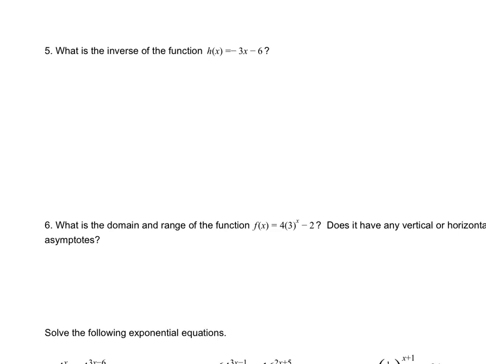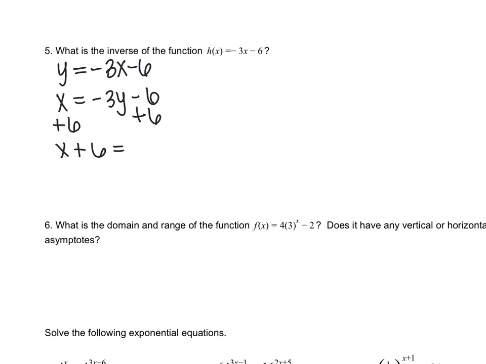Next, we actually want to find the inverse of our function h of x equals negative 3x minus 6. The very first step in finding any inverse is to rewrite it as y equals. So we have y equals negative 3x minus 6. Next, we want to switch x and y. So we end up with x equals negative 3y minus 6. And now I want to start resolving for y. For my first step, we're going to add 6 to both sides. So we get x plus 6 equals negative 3y. Now to finish getting y by itself, we're going to divide everything by negative 3.